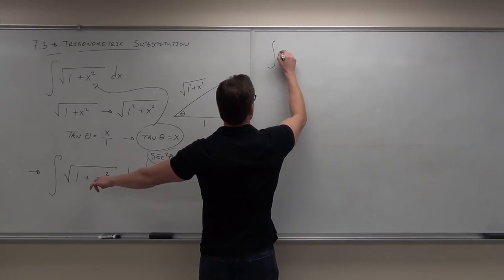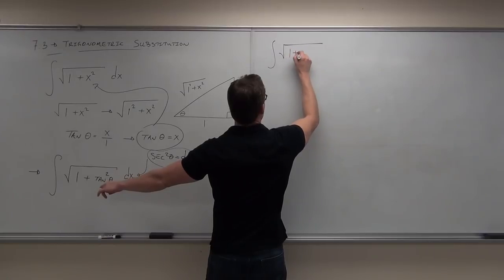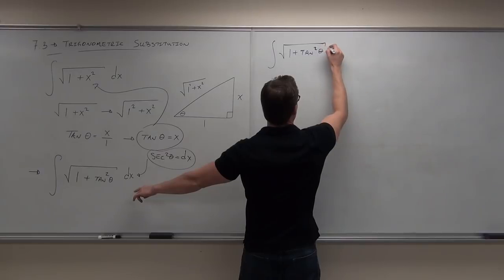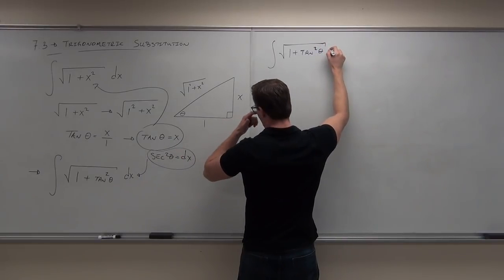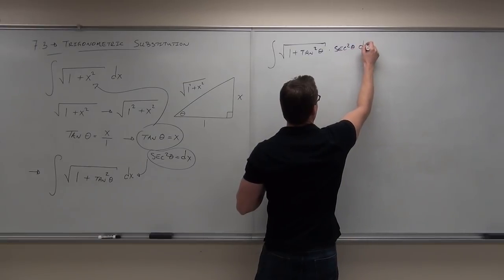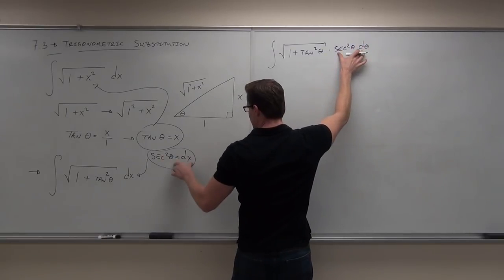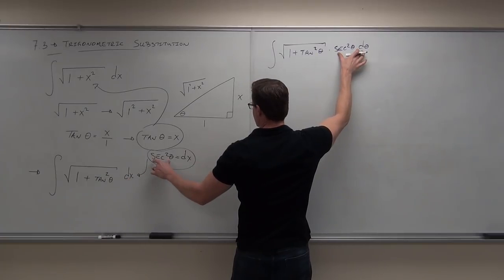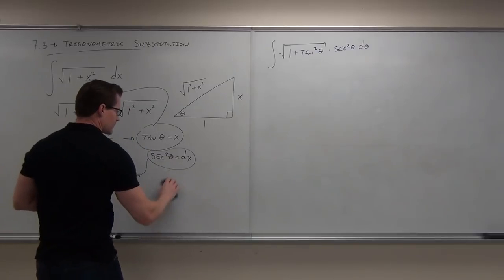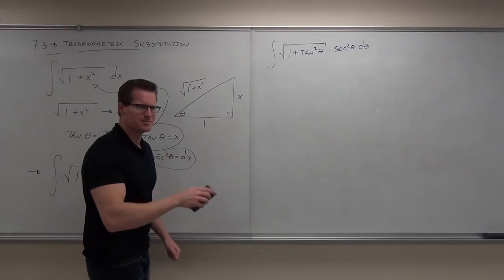Integral of the square root of 1 plus tan squared theta, and what else? Secant squared theta. This part is my dx. So instead of dx, I've got secant squared theta. Oh, you know what? I forgot my d theta. Why didn't you guys catch me on that? We were sleeping. My goodness.